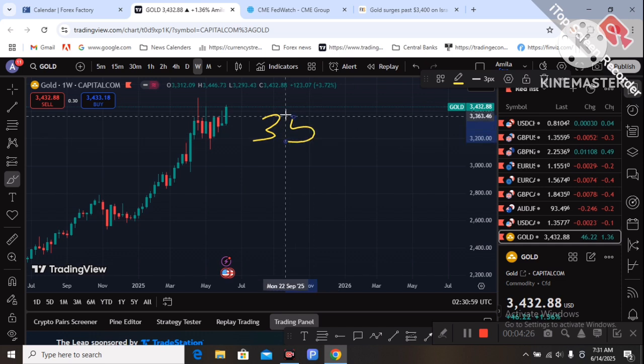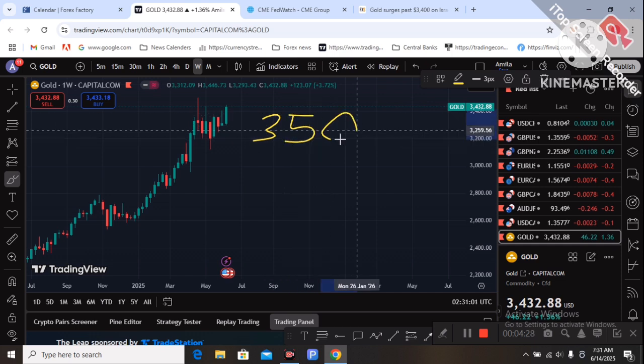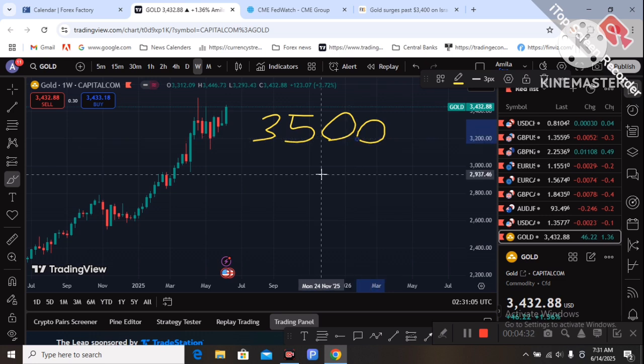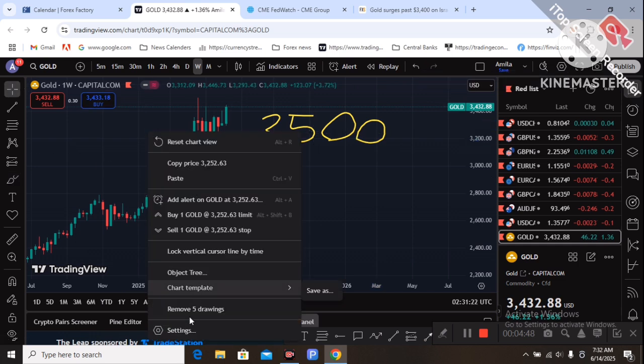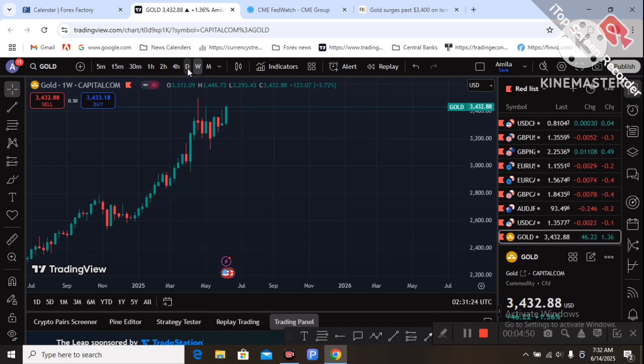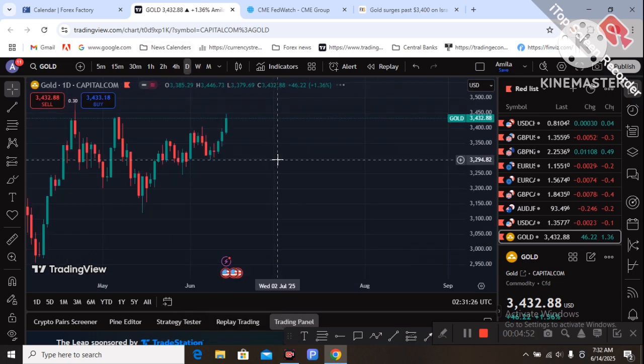So 3,500 is the psychological target next week. Geopolitical risks are continuing next week. 3,500 is an easy target for gold. So I am thinking you should keep in touch with the geopolitical uncertainty, the Iran-Israel war, what is going on next week. 3,500 is the easy target for gold next week.